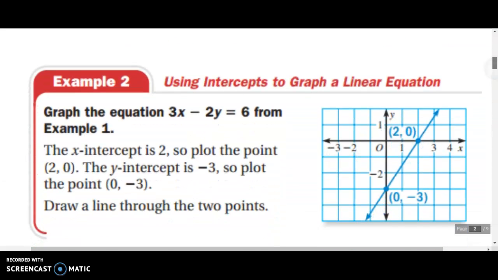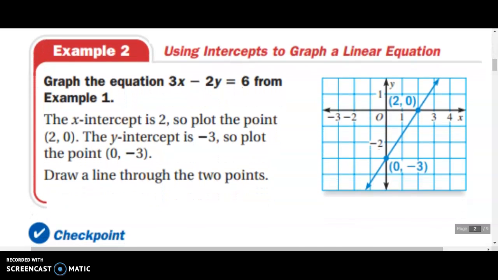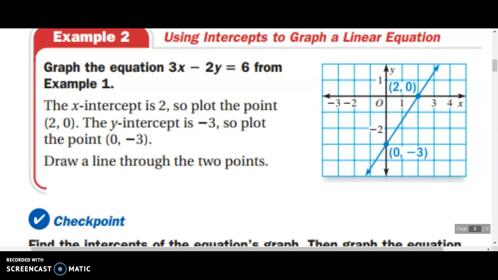Now, yesterday we learned how to find the intercepts of a graph. So we take the equation, we replace the x with 0, and that's going to give you the y-intercept. We replace the y with 0 in that same equation, and that's going to give us the x-intercept. Now, when we do that, we wind up getting 2 points. And what's interesting about having 2 points is any line that passes through 2 points can be drawn.